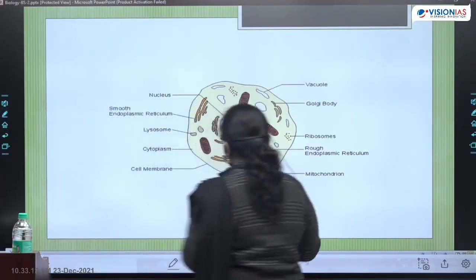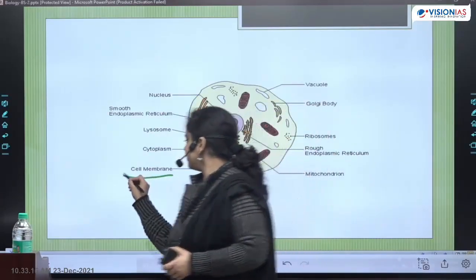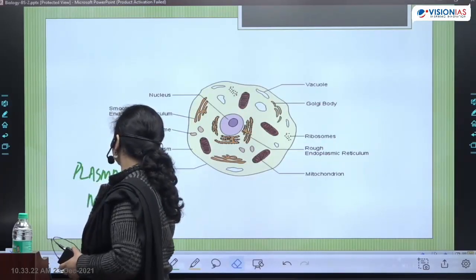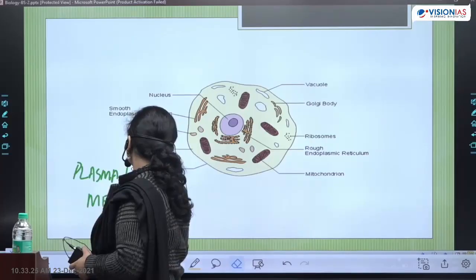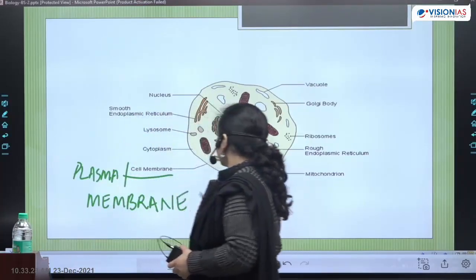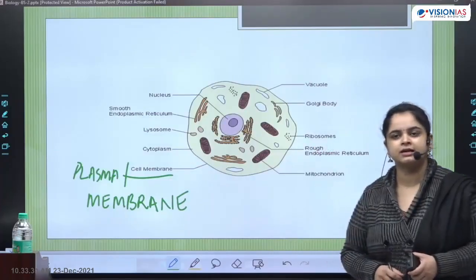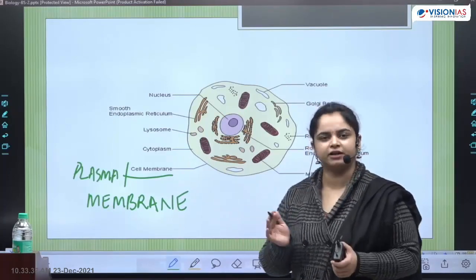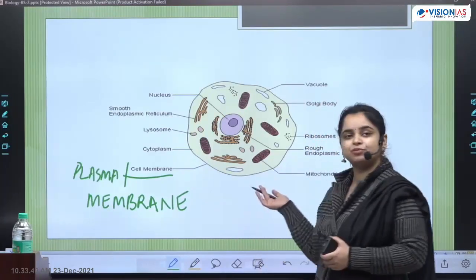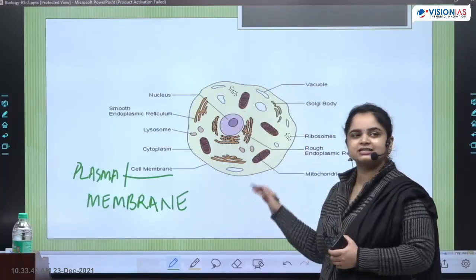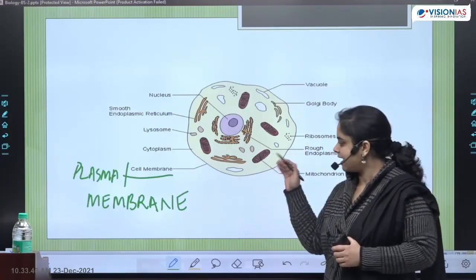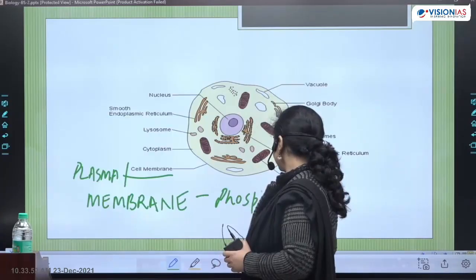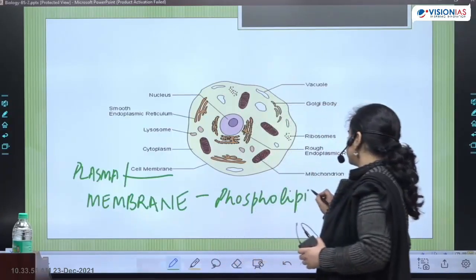So we will first talk about the outer boundary of the cell. The outermost boundary is called the cell membrane or the plasma membrane. It is basically the outer covering. It gives shape to the cell. It will hold the contents inside the cell in place. And it is made up of fats, special types of fats called phospholipids.